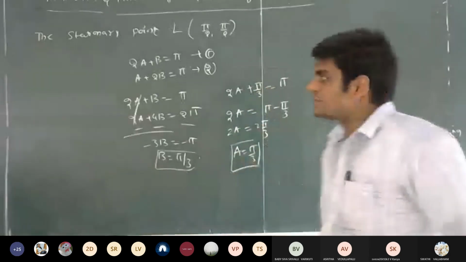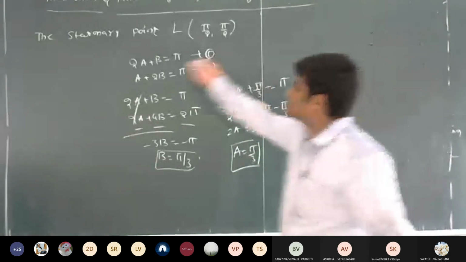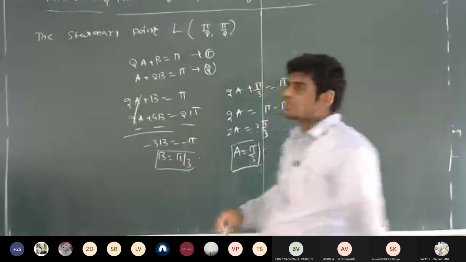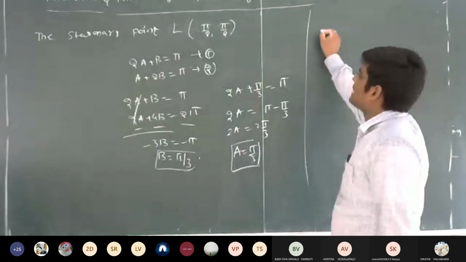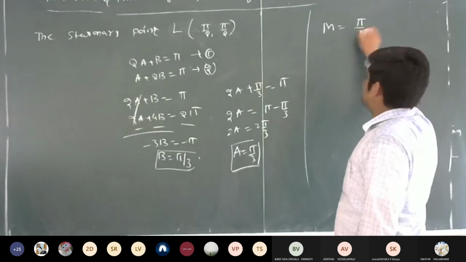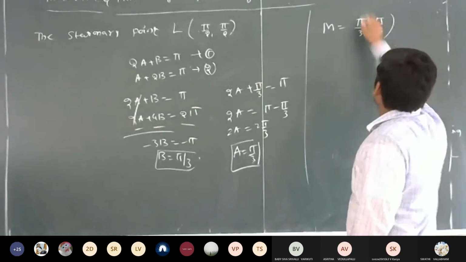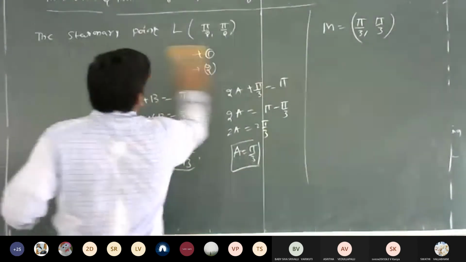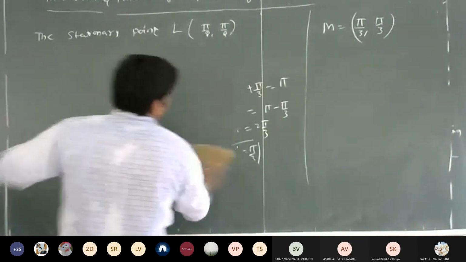Why are you getting confused? It is a very simple equation. It looks like 2x plus y is equal to some value c1 and x plus 2y is equal to c2. So therefore, the other stationary point M is pi by 3 comma pi by 3 comma pi by 3. Now we will justify at the point L.